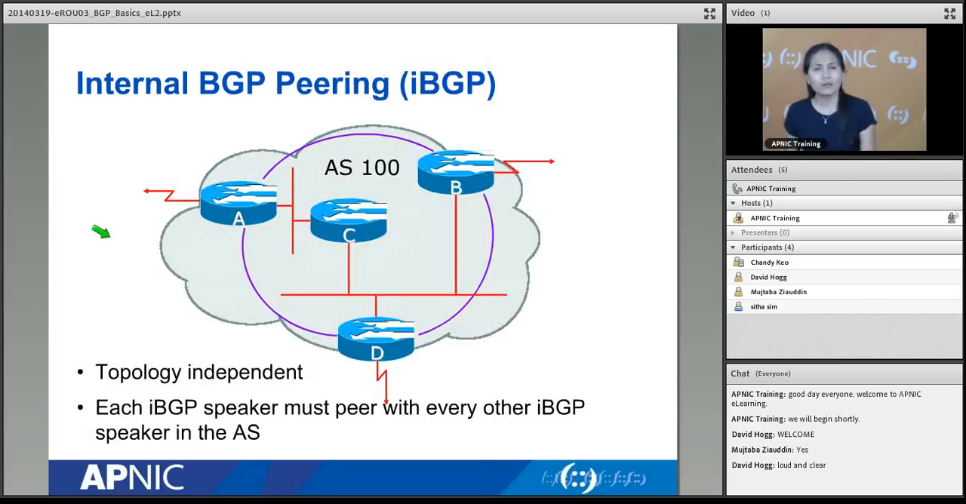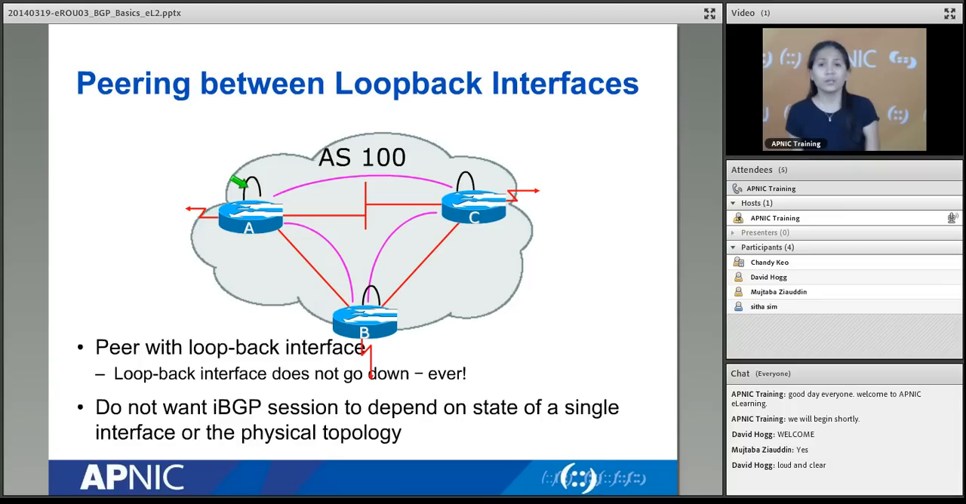What else? Another thing about iBGP is that it is implemented using loopback interfaces. See here, you have 4 routers speaking iBGP, A, B, C, and D. You have direct connections, as you can see on the red ones there. But why do we implement iBGP on loopback interfaces instead of point-to-point links? Of course, we can run it on point-to-point links. No one's stopping you from doing that.